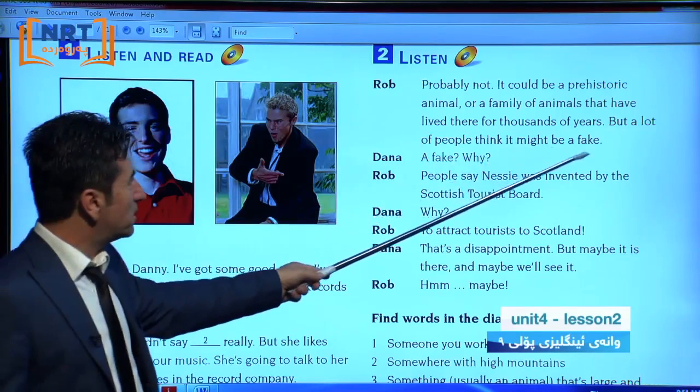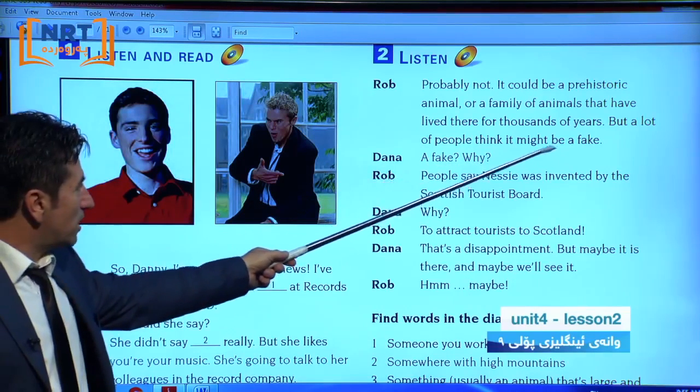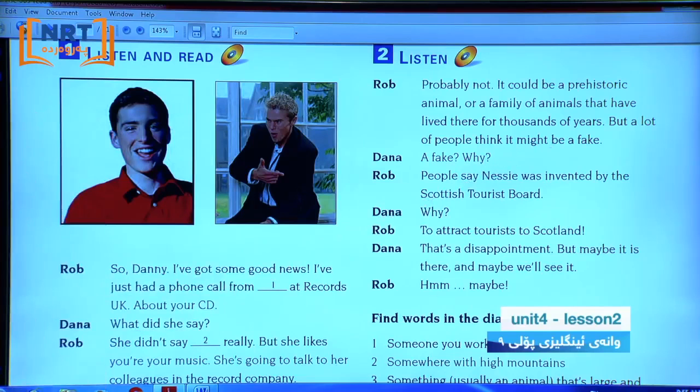What? A fake? Well, yes, we said fake means not real, not true. It's false. Okay? There is no monster in Loch Ness. No, it is just a fake. Somebody tells you there is a monster. Where? In Loch Ness. No, this is just a fake. Fake means not real.